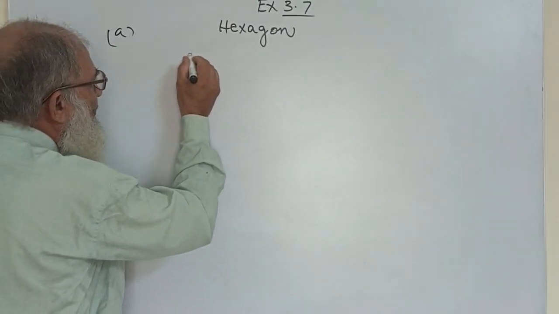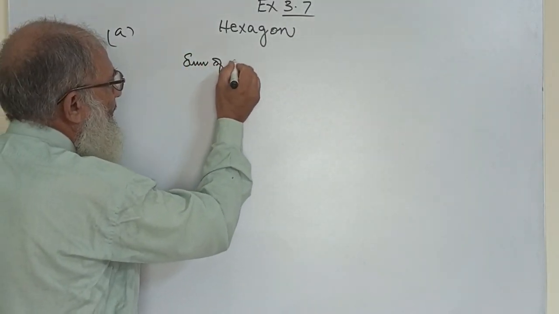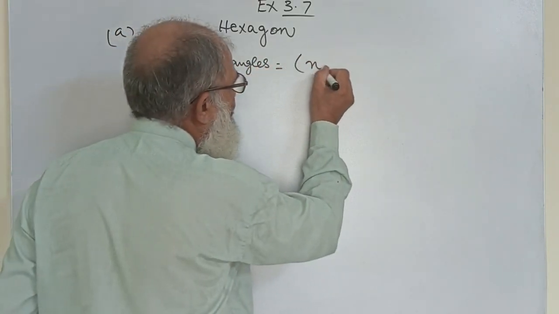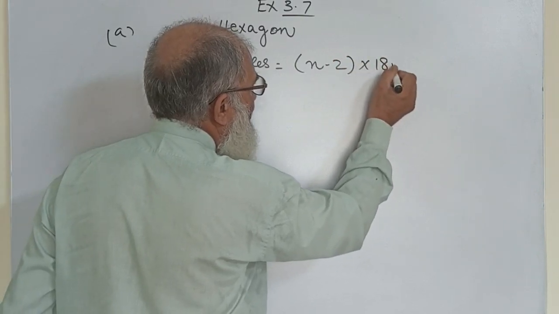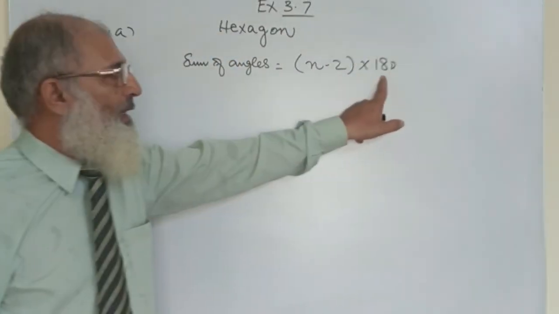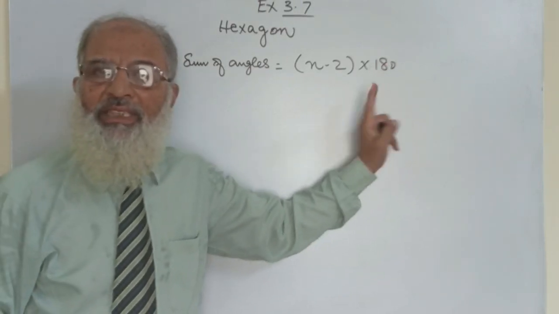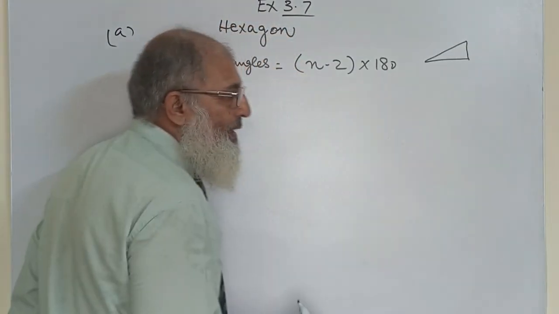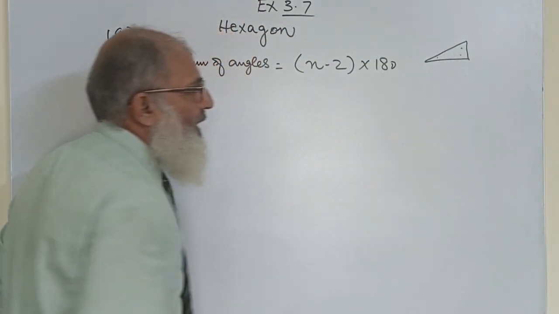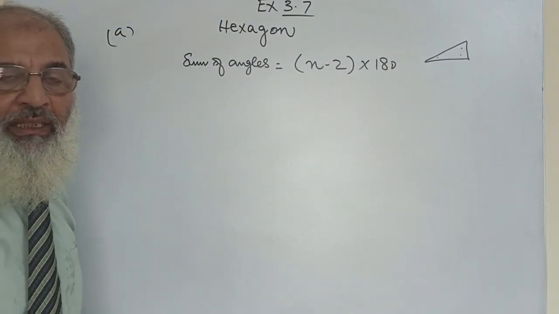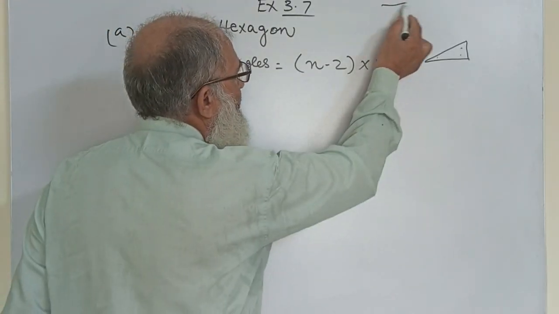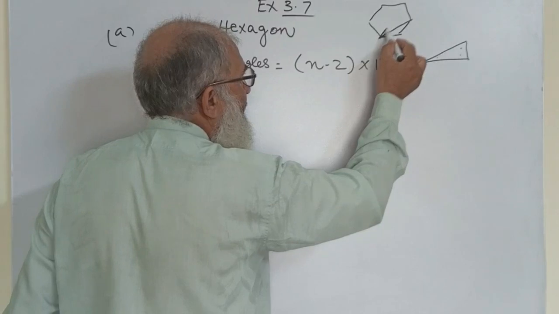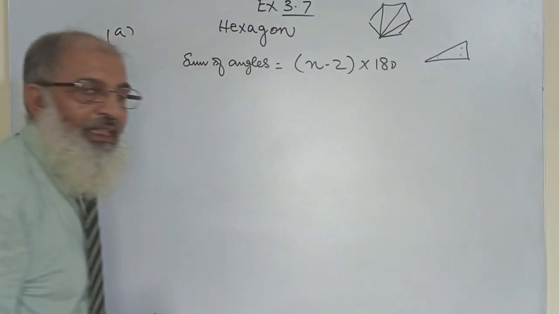The sum of angles is equal to (n minus 2) multiplied by 180. Here 180 stands for the angles within a triangle. You know that the sum of the interior angles of a triangle is 180, and of course when we say hexagon, it means that we have to produce some triangles in it.